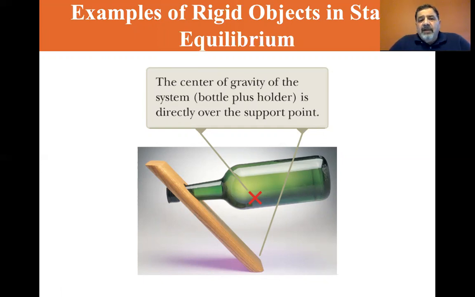The center of gravity of the system, the bottle plus holder, is directly over the support point. Just this afternoon, I saw a video of a crane toppling over, and probably what happened is the center of gravity of the crane, with the mass that it was picking up, changed the center of gravity of the entire crane mass system to where it toppled over. If the center of gravity of that bottle were just a little bit to either side of that pivot point, it would topple over.